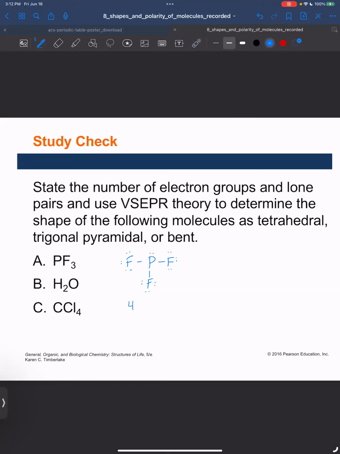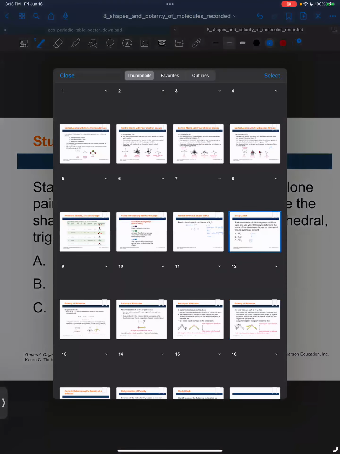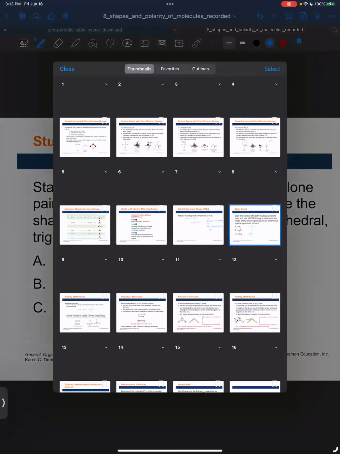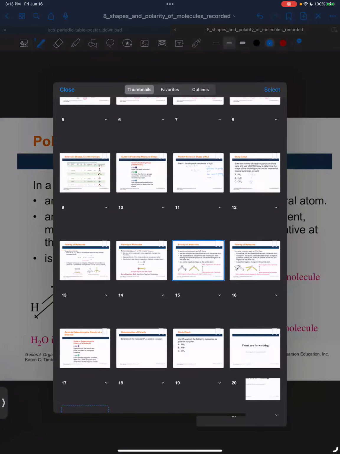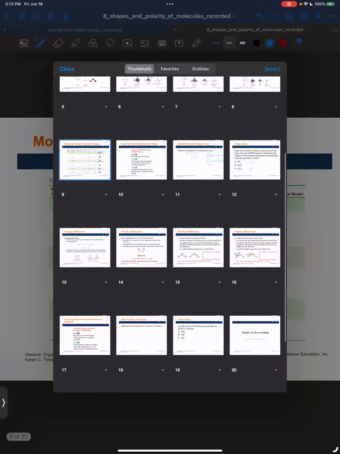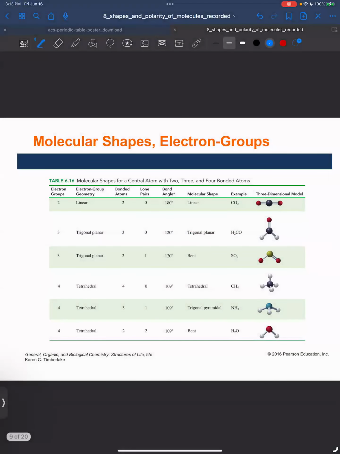And then focusing on the geometry, we count the number of electron groups attached to phosphorus. We have 4 electron groups. So that's tetrahedral electron group geometry, but we have 1 lone pair. And so if we go back to, my apologies there, let's go back to here. 4 electron groups, but 1 lone pair. That's trigonal pyramidal. Bond angle is about 109.